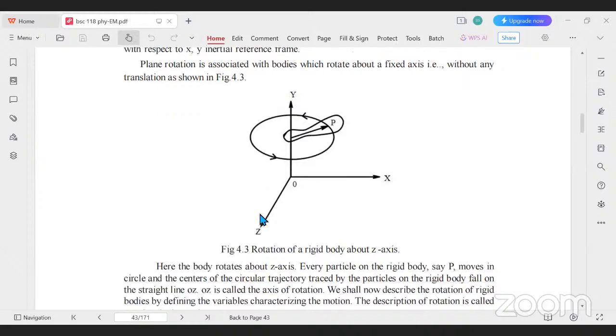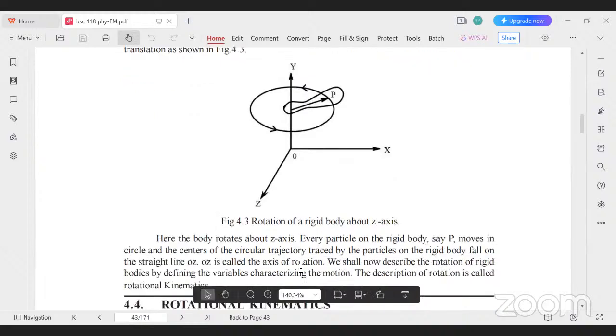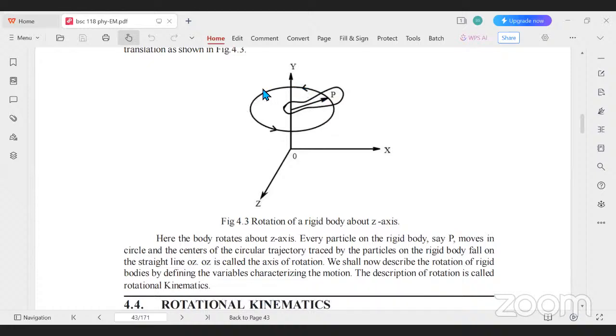Every particle on the rigid body, say P, moves in a circle, and the centers of the circular trajectories traced by the particles in the rigid body fall on a straight line, that is OZ. The particle or electron might be going in a circular path, still the center lies on a straight line. It does not go however it wants; it goes in a proper flow of the charge.